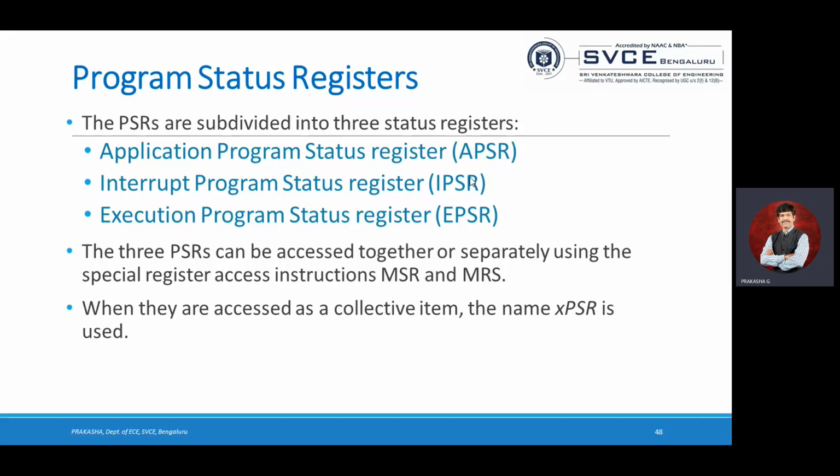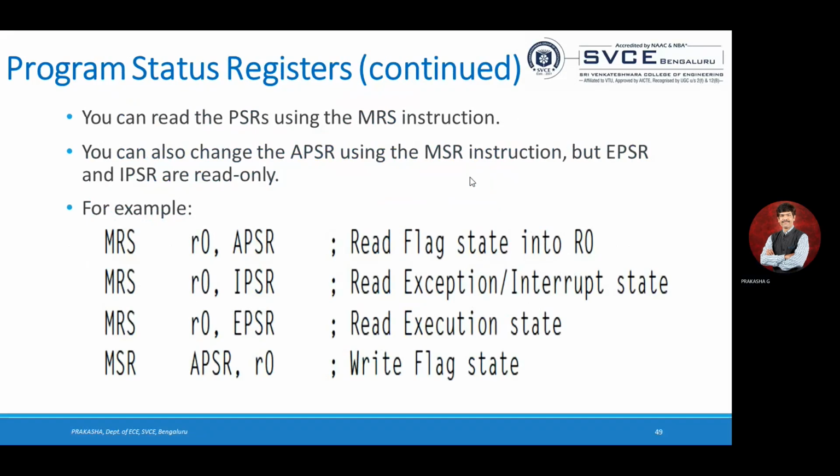When they are accessed as a collective item, the name is XPSR. So already it's been covered. This is where the instruction comes into the picture. You can read the PSRs using the MRS read, that is, reading the status from the special purpose register to your general purpose register. You can read from the special purpose register using the MRS instruction.